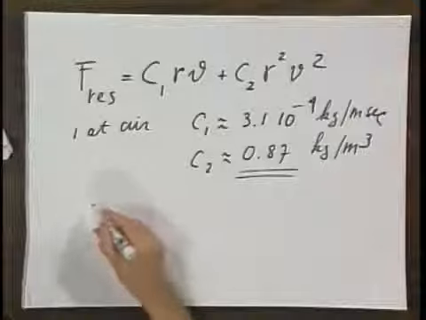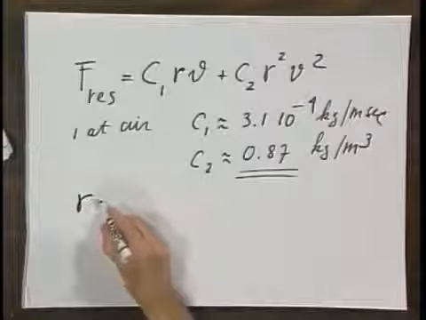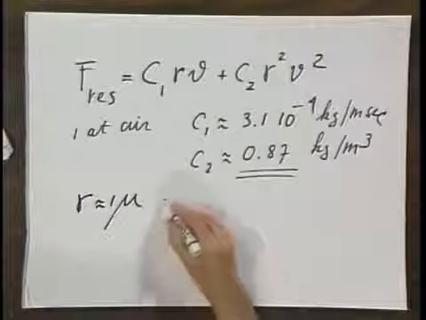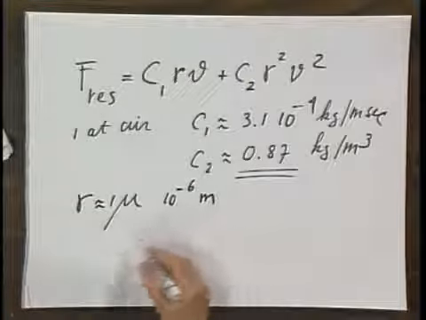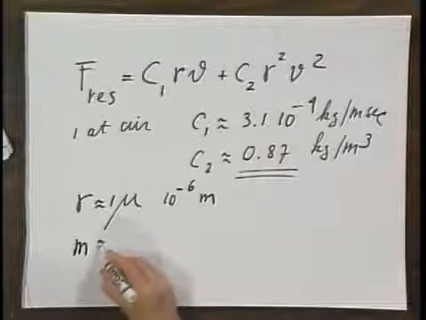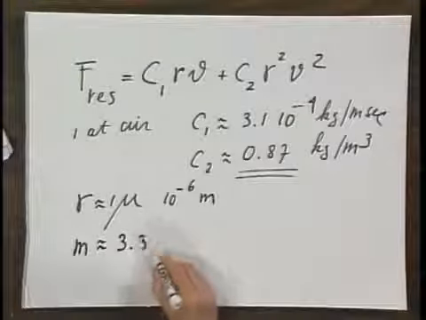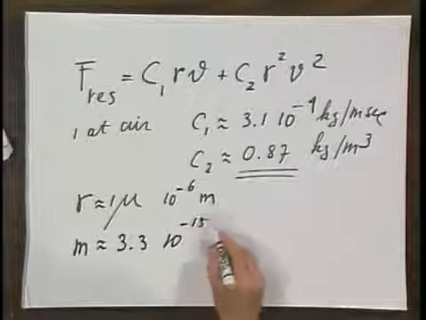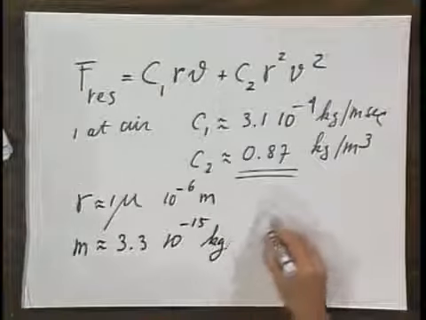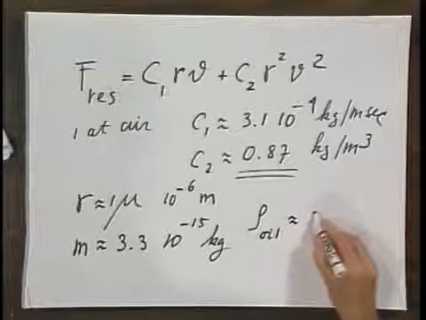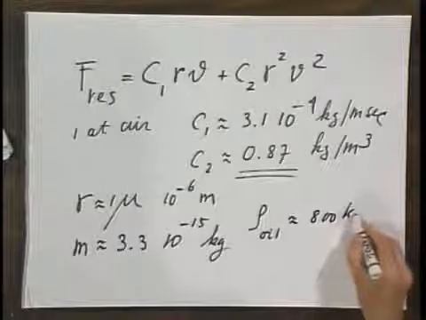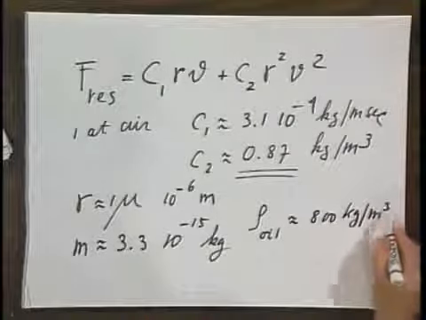I take a very, very small oil drop. The oil drop has a radius of about 1 micron, which is 10 to the minus 6 meters. And the mass of the oil drop is then approximately 3.3 times 10 to the minus 15 kilograms. The density of oil is approximately 800 kilograms per cubic meter.